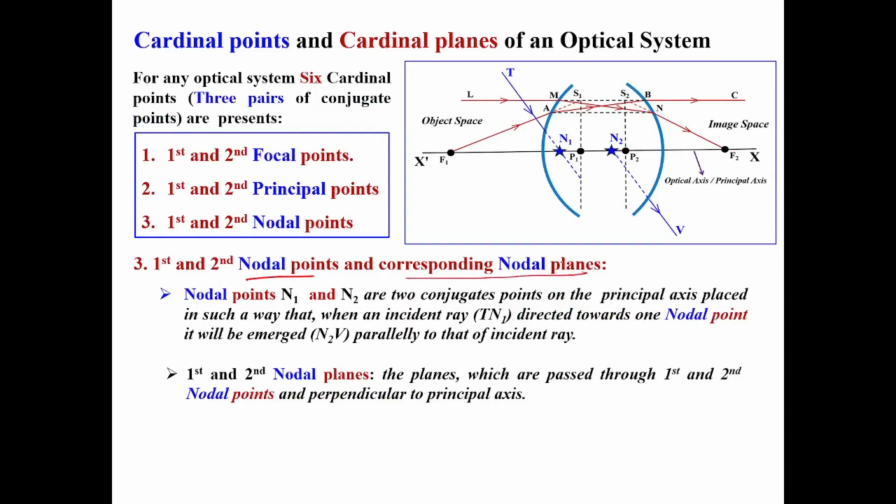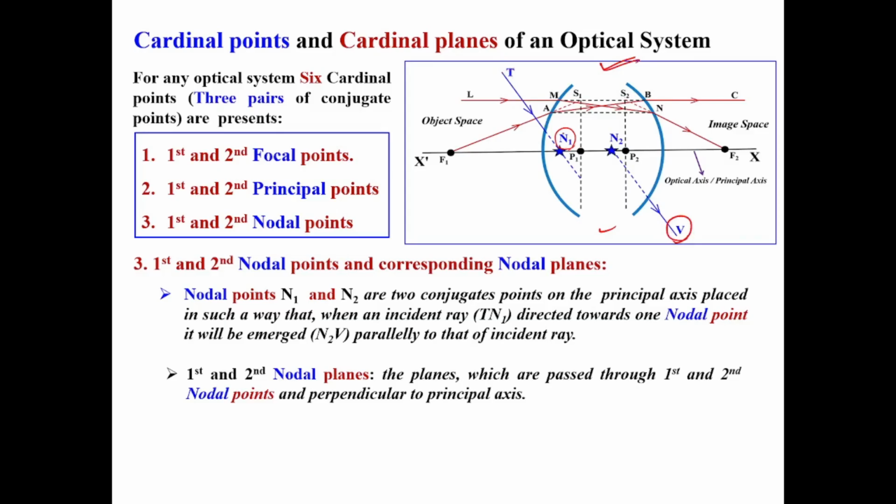Now we are going to move on to define the first and second nodal points and the corresponding nodal planes. To define nodal points and planes, we have to consider another figure, this one. Here, two points N1 and N2 are called the two nodal points of this optical system, which are on the principal axis. If the incident ray passes through the first nodal point, which is inside the optical system, the emergent ray, this one, has to be parallel to the incident ray.